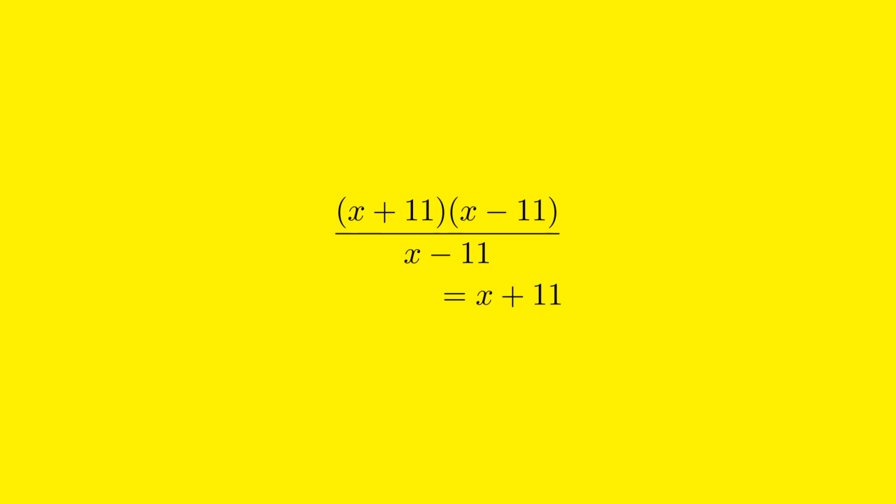Since there are no more terms to simplify, this is the final step. Therefore, the rational expression simplifies to x plus 11.